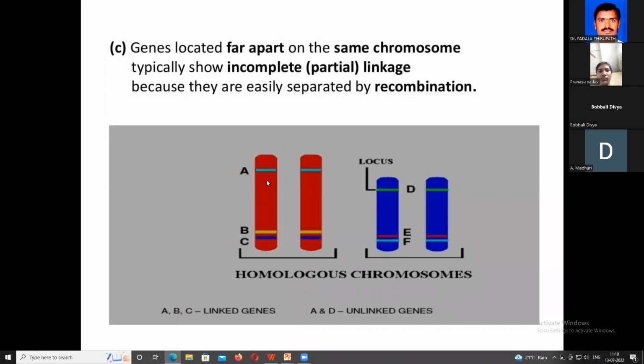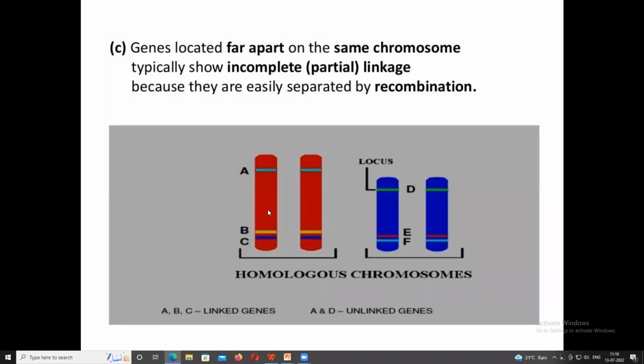Is there a possibility of crossing over between these two genes? Yes or no? No, ma'am. Between A and B, there is more distance, so there can be a crossing over between these two genes. But between B and C, there is less distance, so there is no possibility of crossing over.